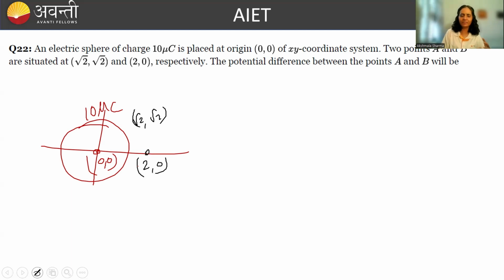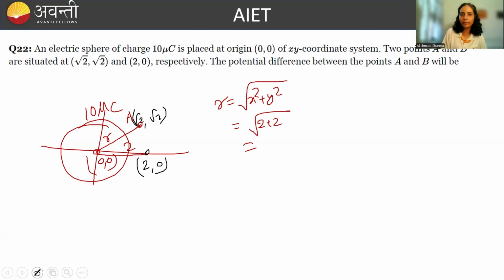I'm just taking things outside the sphere. We'll take it inside also, like whatever you feel like. So if you see carefully, point A is at what distance and point B is at what distance? Point B is at a distance of 2, and for point A, the x coordinate is root 2 and the y coordinate is root 2. So this distance r will be equal to the square root of x square plus y square. So this is the root of 2 plus 2, that is 2. So this distance is also the same.